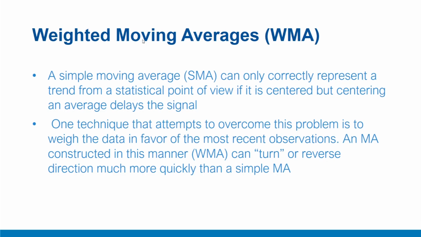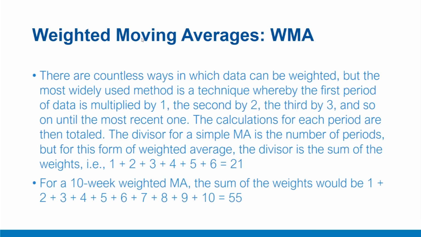One technique that attempts to overcome this problem is to weight the data in favor of the most recent observations, so that the WMA can capture the more recent information. An MA constructed in this manner, a WMA or weighted moving average, is able to turn or reverse direction much more quickly than a simple MA. Let us understand the computation of this through a simple example.